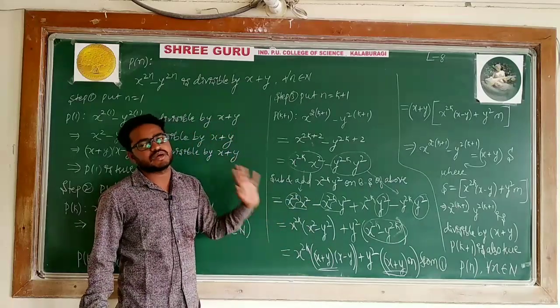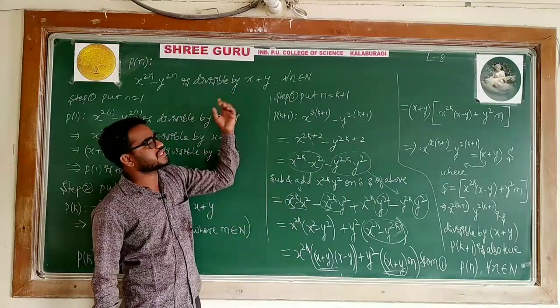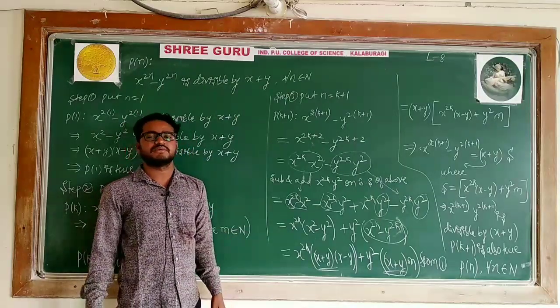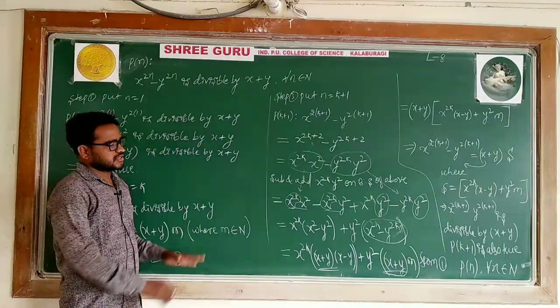Ultimately, I need x plus y is common. Means ultimately, which is divisible, that I need to get common in the RHS. Then you can decide it is divisible by, or it is a multiple of. So it is very simple.